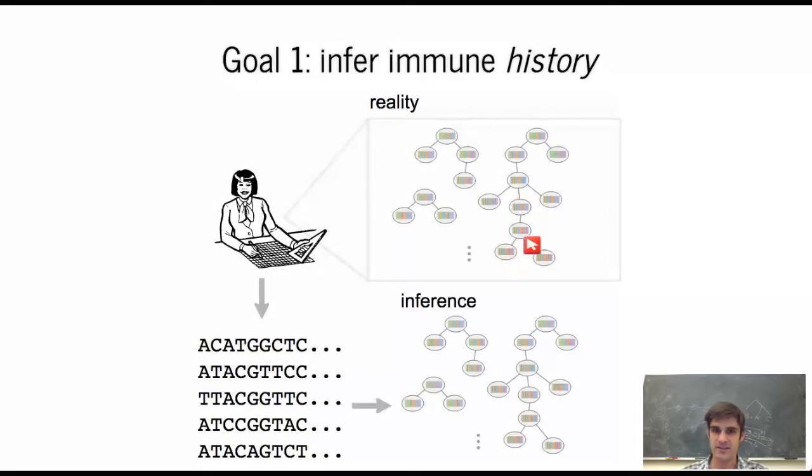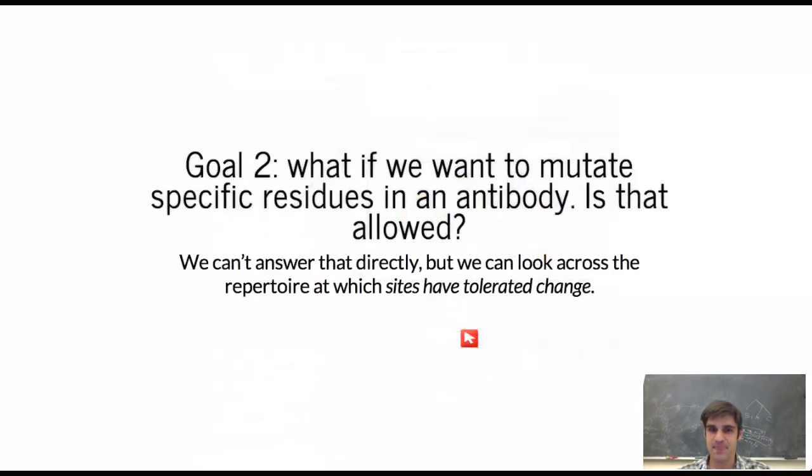So we would like to take a bunch of sequence data from these people, which is available, and then do inference. We would like to be able to reconstruct what this whole history of the immune system actually was. I'm not really going to talk so much about that goal, but I am going to talk about what happens if we want to mutate specific residues in an antibody. Is that allowed? If we're designing a better vaccine, we have a specific antibody in mind, but the question is, will the body allow that mutation to occur?